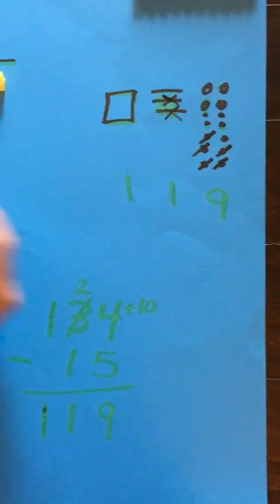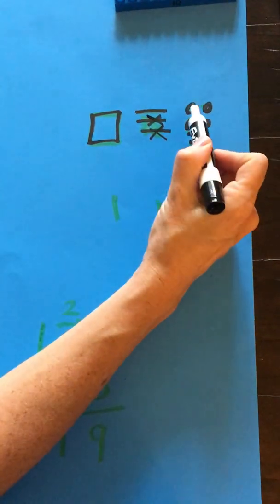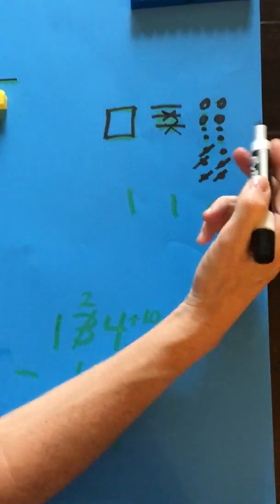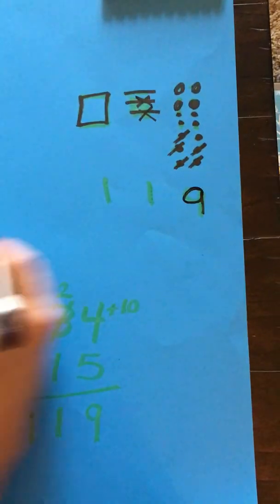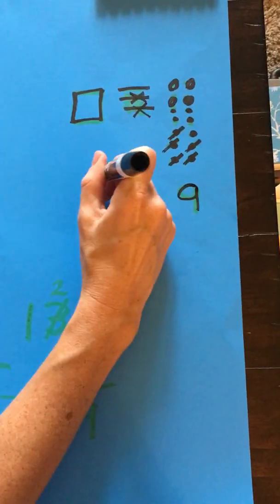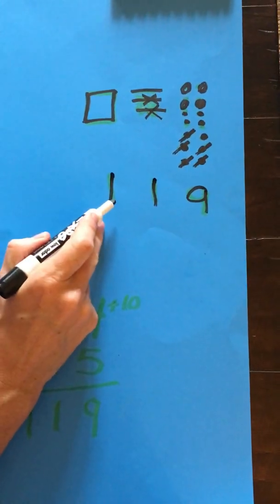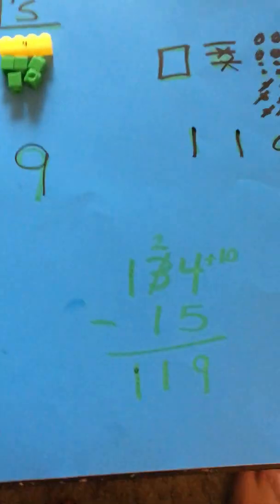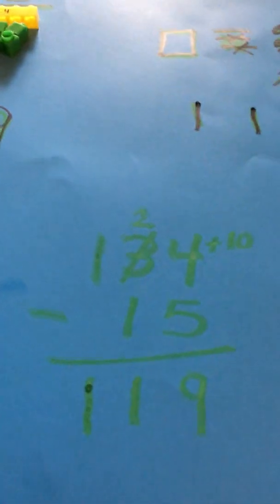So now I'm going to solve my equation. How many ones do I have? 1, 2, 3, 4, 5, 6, 7, 8, 9. How many tens do I have? 1. And how many hundreds do I have? 1, making 119. The final phase of the sequence is the abstract phase. We're going to show you that right over here.